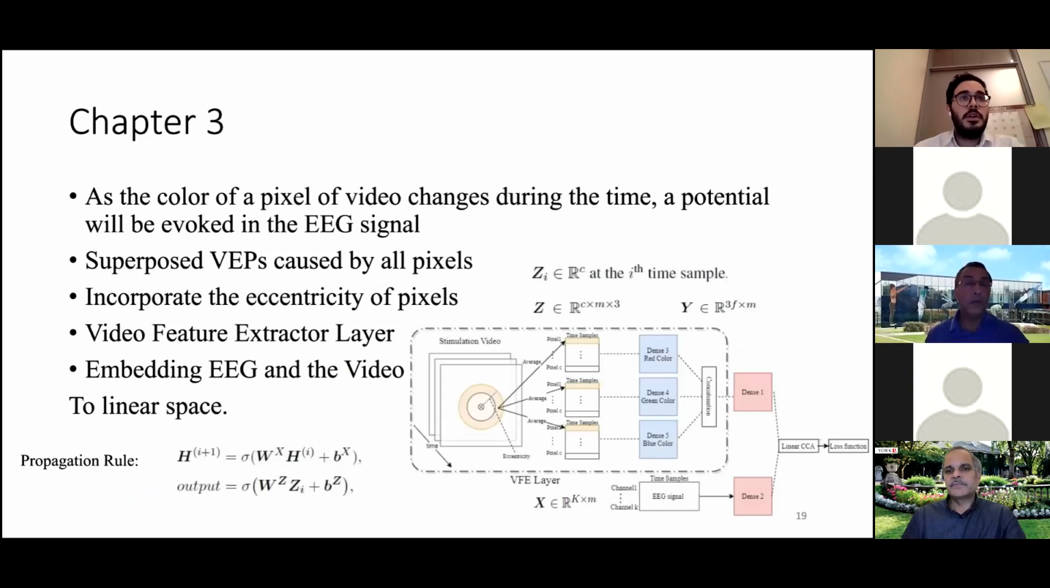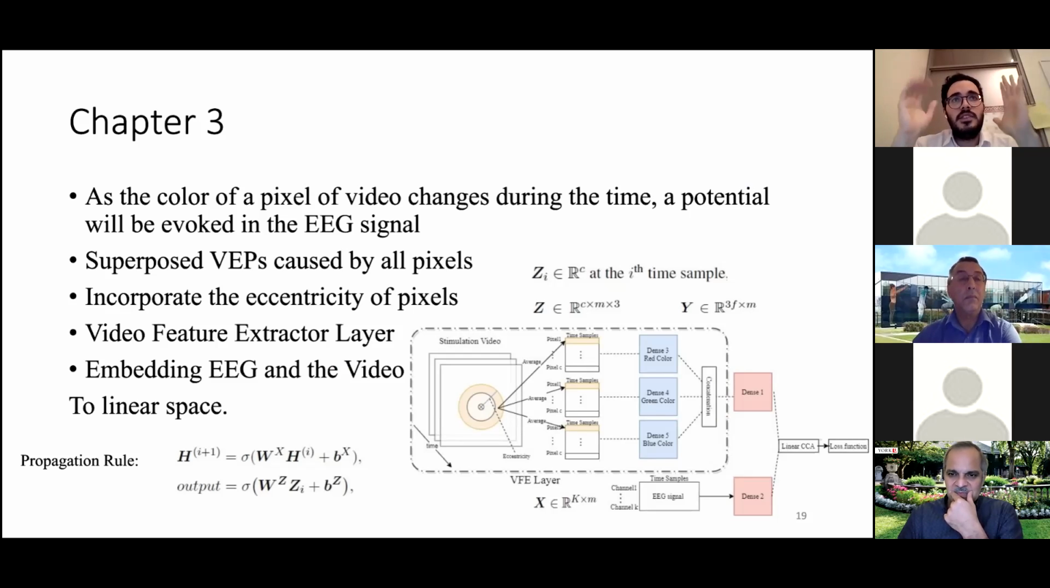So in the next chapter, all of the methods we have used so far were unsupervised, but in this section, we want to introduce a supervised classifier for target identification tasks. We deploy a deep learning-based design consisting of 5 fully connected dense layers. As the color of the pixels of a video changes over time, a potential will be evoked in the EEG signal. And our goal is to find the superposed VEPs caused by all the pixels of the video.